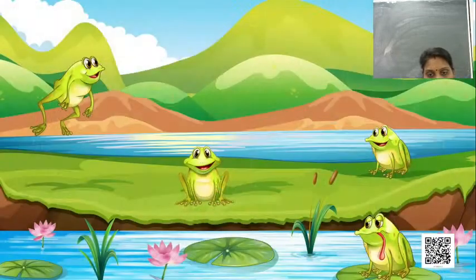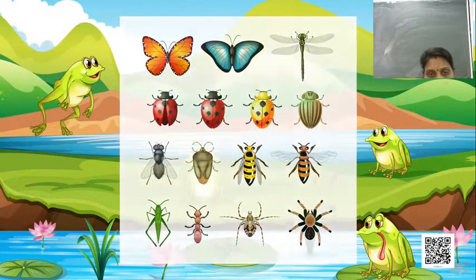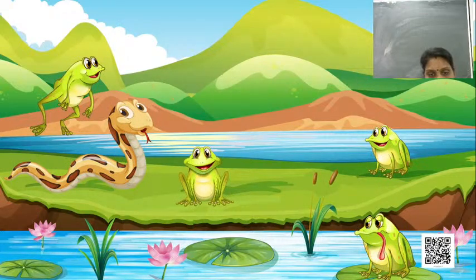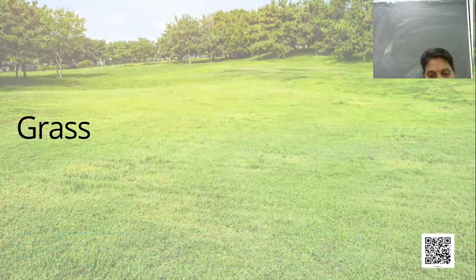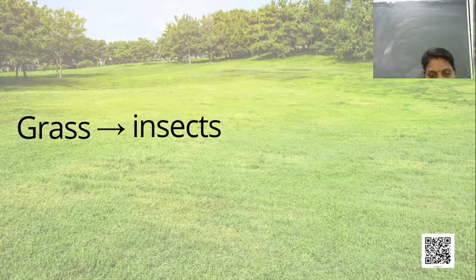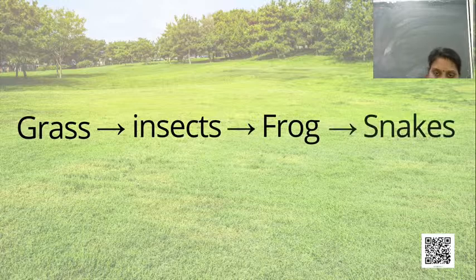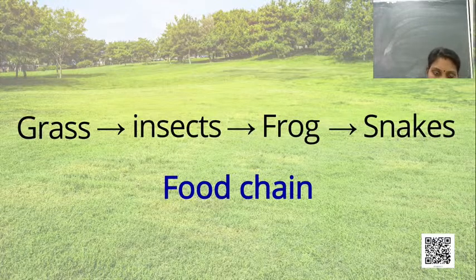You have learned how green plants produce food. All animals, whether herbivores or carnivores, depend ultimately on plants for food. Organisms which feed on plants often get eaten by other organisms, and so on. For example, grass is eaten by insects, which in turn are taken up by the frog. The frog is consumed by snakes. This is said to form a food chain.